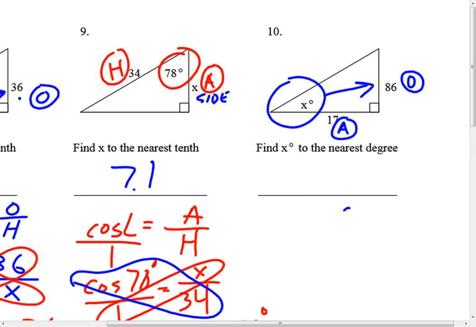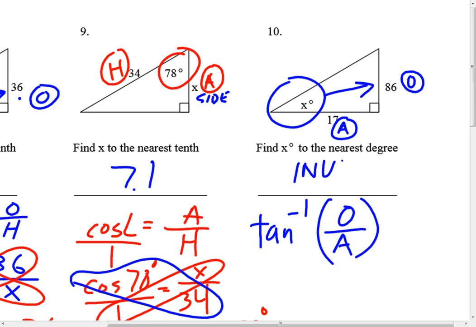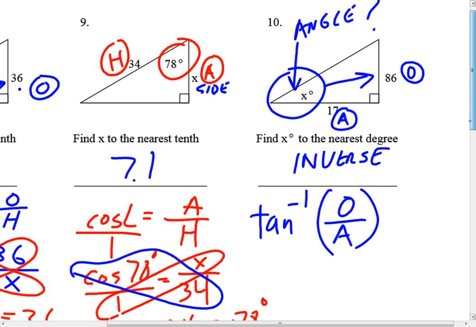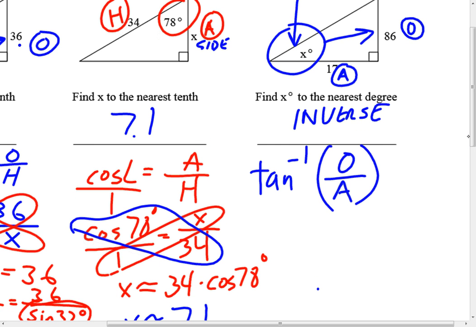So I need to know what function we're going to use: sine, cosine, or tangent inverse with this. Tangent, but it's tangent with a little -1. That's called inverse. And we're doing inverse because we were looking for an angle. Totally different set of circumstances. We're not setting up an equation really. We're just inputting to get an angle.